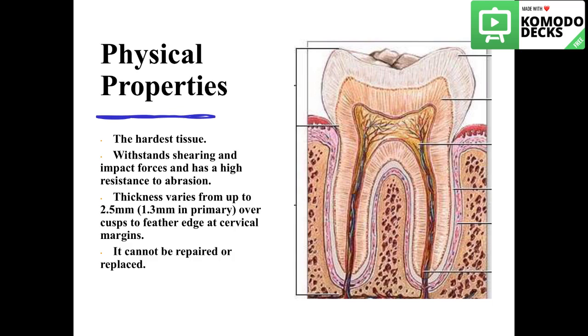The thickness of enamel varies from up to 2.5 millimeters in the cusp area to a feather edge at the cervical margins. In primary teeth, where the thickness of enamel is almost uniform, it is about 1.3 millimeters. Enamel cannot be repaired or replaced because the cells that secrete enamel, which are called the ameloblasts, perform apoptosis after they finish secreting enamel.